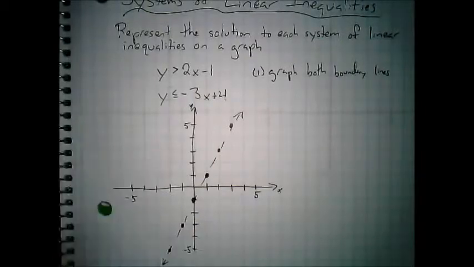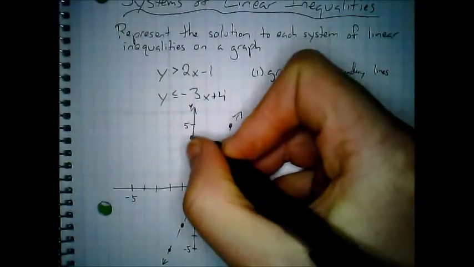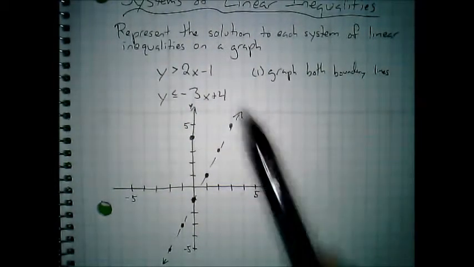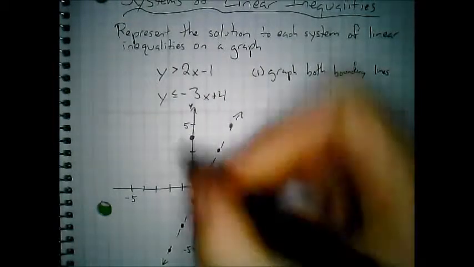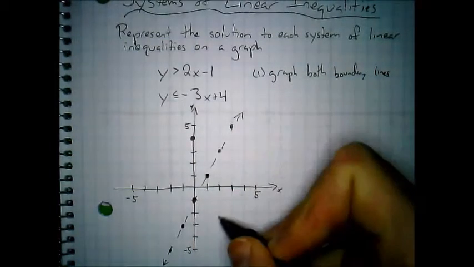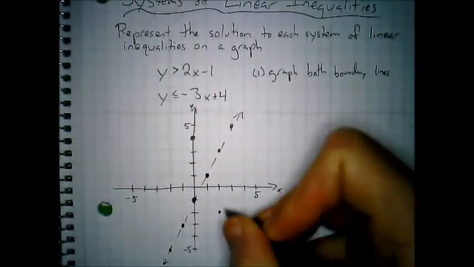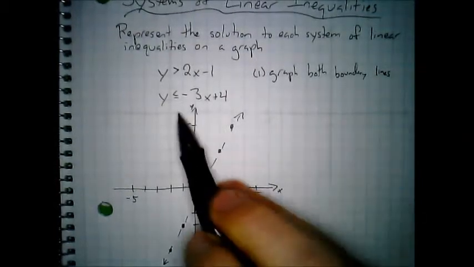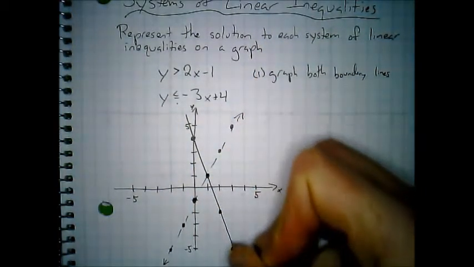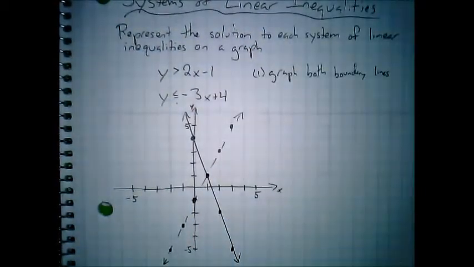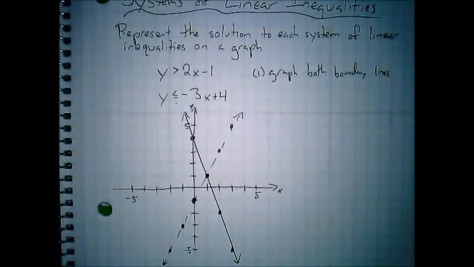Okay, so this breaks it up into two. So we want to know which half of the graph is y going to be greater than 2x minus 1. Now we have the other boundary line. Y is less than or equal to negative 3x plus 4. So y-intercept, positive 4, and our slope is negative 3. What does that mean? Well, we just go down 3 and over 1, down 3 over 1. Okay, solid or dashed? Solid. And as you can see, we just have our two boundary lines.